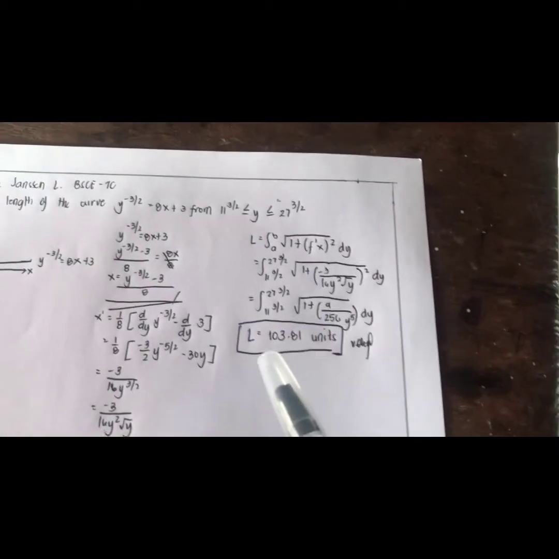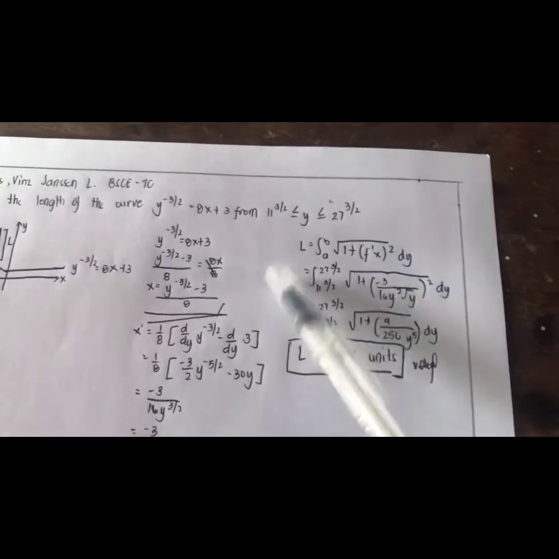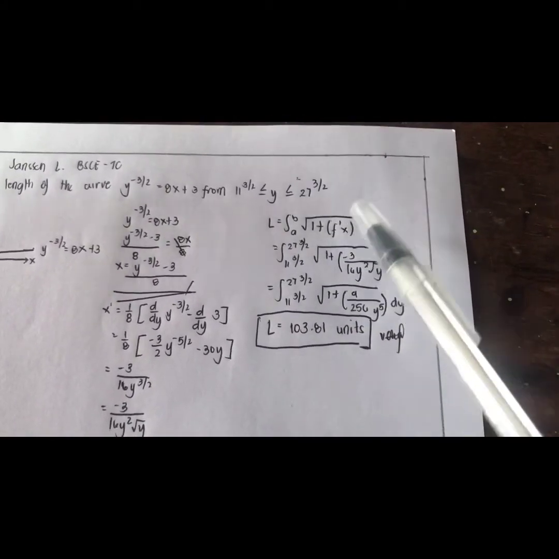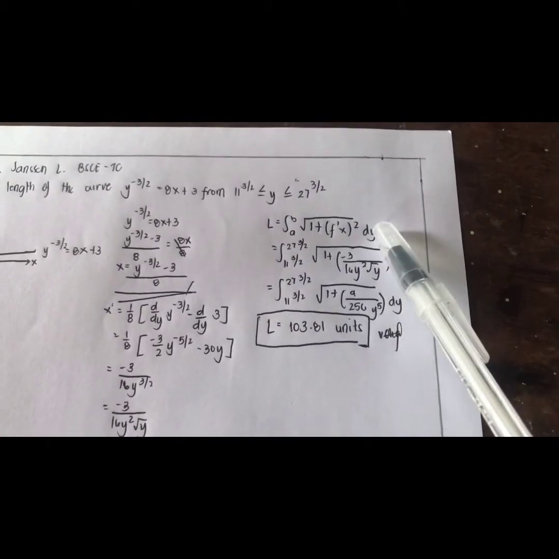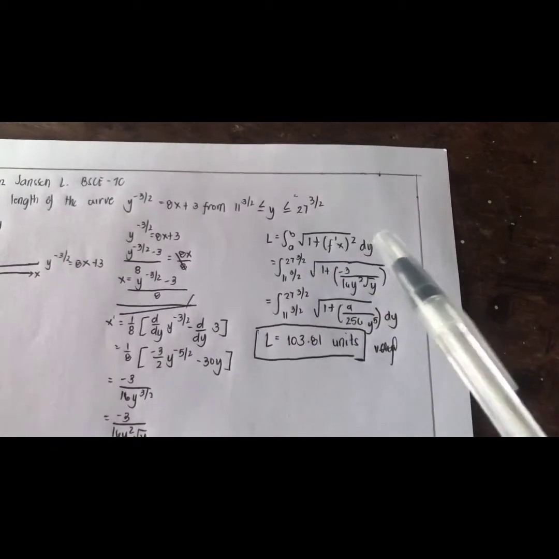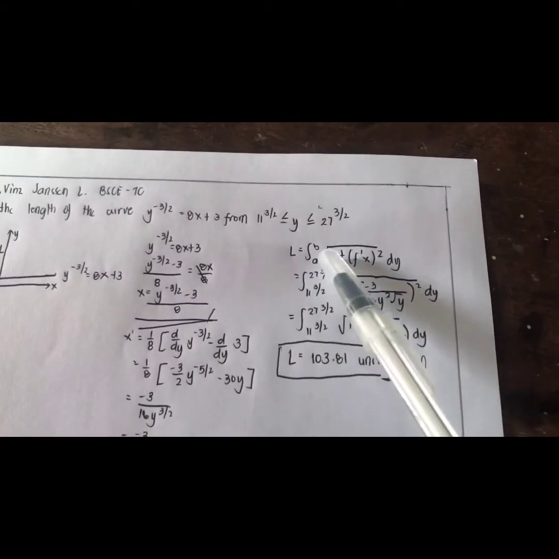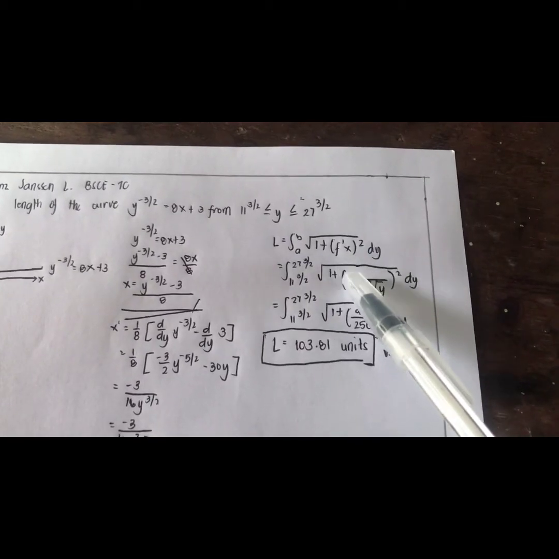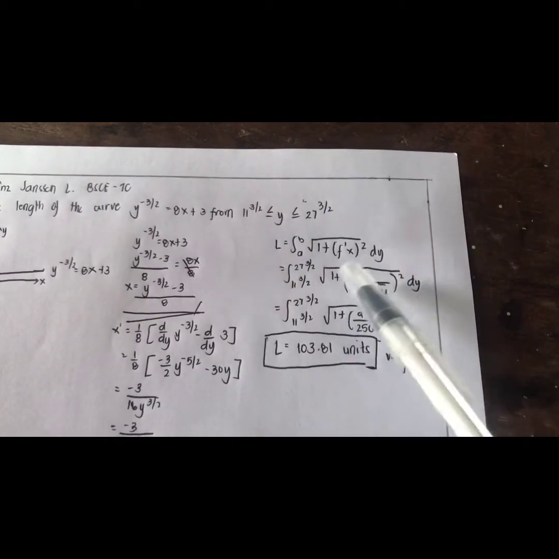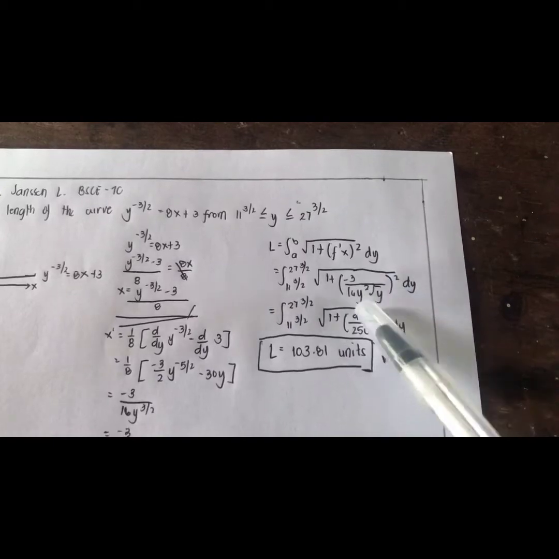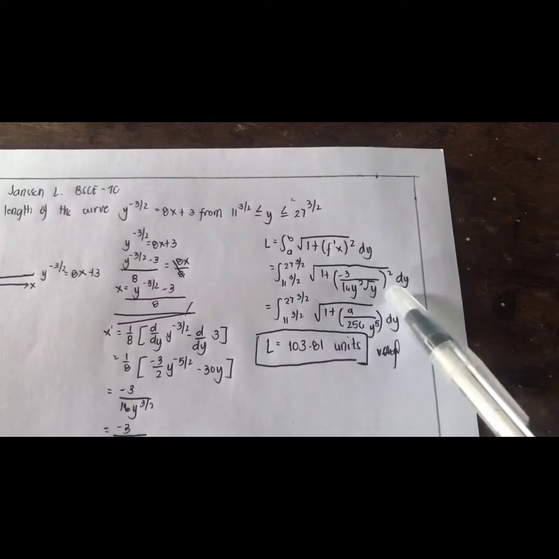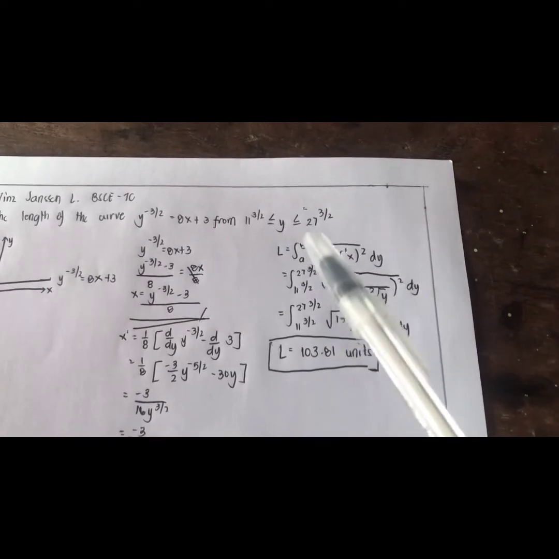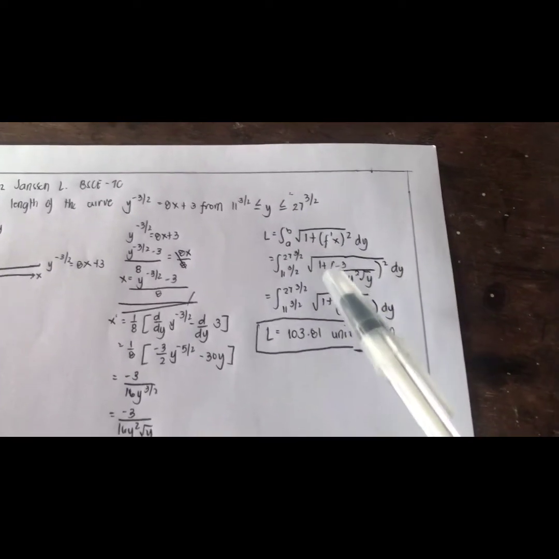Now let's solve for the length of the curve using the formula L is equal to the integral of the square root of 1 plus the first derivative of x squared dy from a to b. Now let's input the values. We have the integral of the square root of 1 plus the quantity negative 3 over 16 y squared times square root of y, squared, dy from 11 raised to 3 over 2 to 27 raised to 3 over 2.